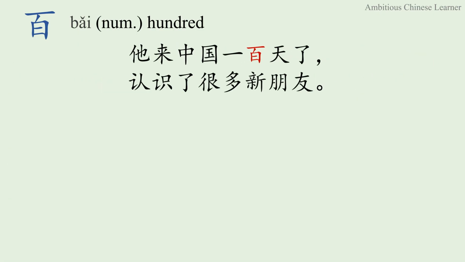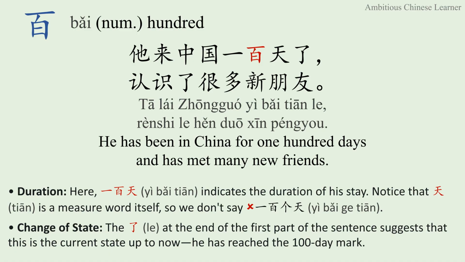他来中国100天了，认识了很多新朋友。He has been in China for 100 days and has met many new friends. 他来中国100天了，认识了很多新朋友。Here, 100天 indicates the duration of his stay. Notice that 天 is a measure word itself, so we don't say 100个天. The 了 at the end of the first part of the sentence suggests this is the current state up to now. He has reached the 100-day mark.